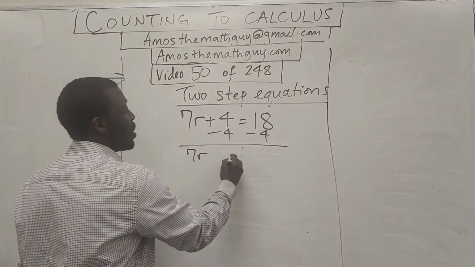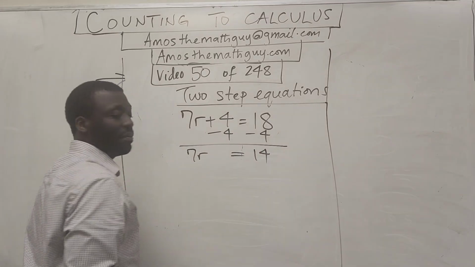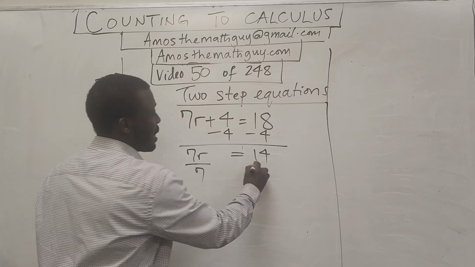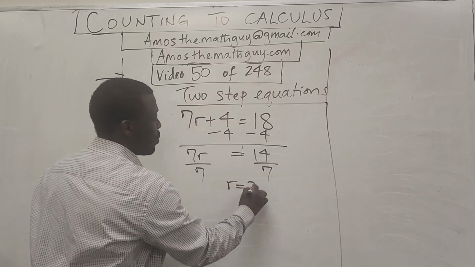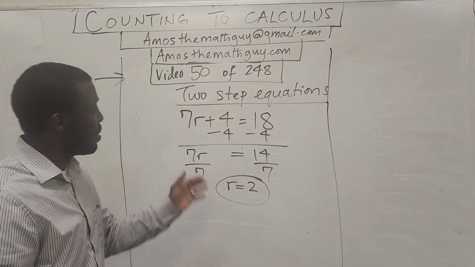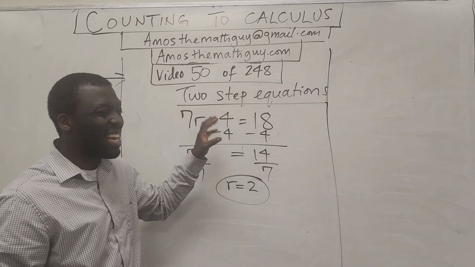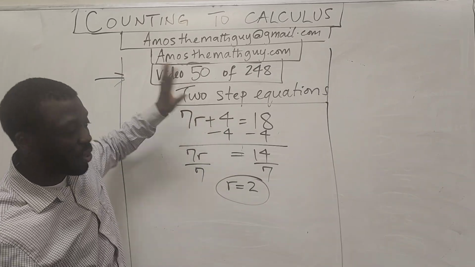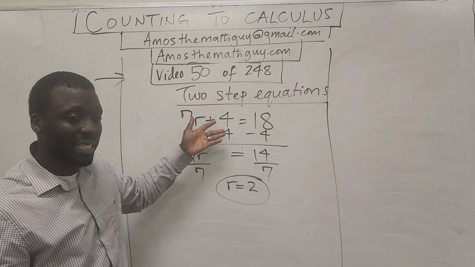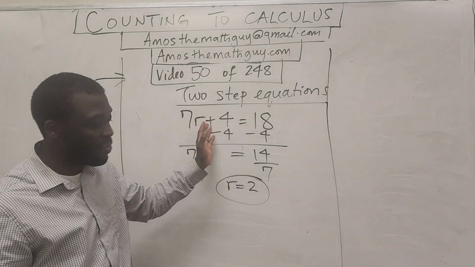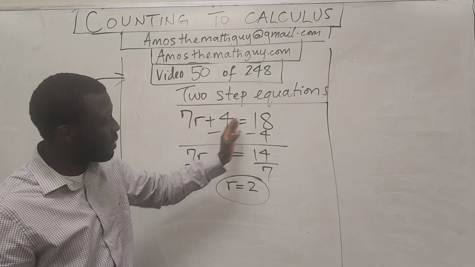So then we get 7r is equal to 14. And then we divide both sides by 7. R is equal to 2. Two steps. The first step was we had to get rid of this. Leave the number with the variable alone for a second and deal with the addition or subtraction if there's either of that situation. So you subtract 4 from both sides.